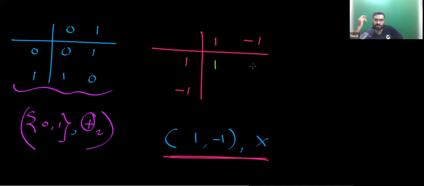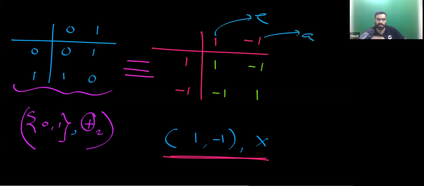So here also the same thing will happen. Can you notice they have the same structure? This is your identity element. This is your element A. Exactly the same structure. The behavior is the same. But can you notice the names are different? The names are different, but the behavior is the same.